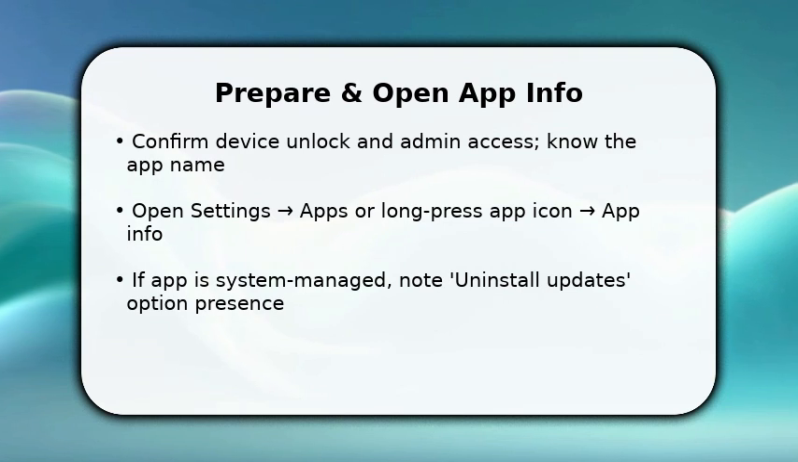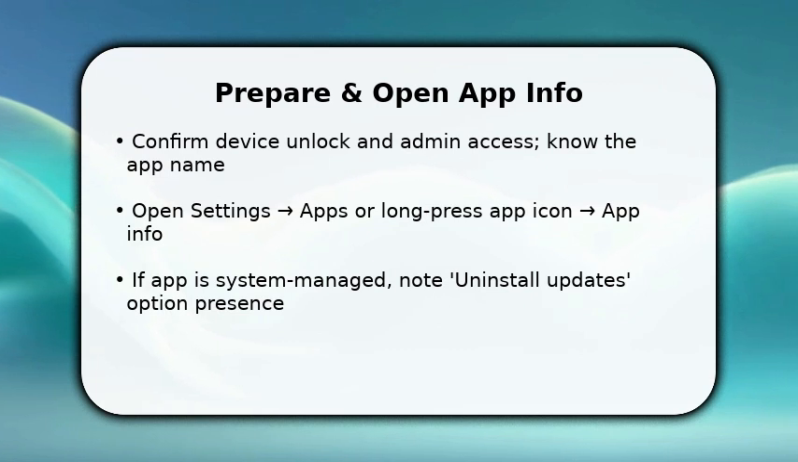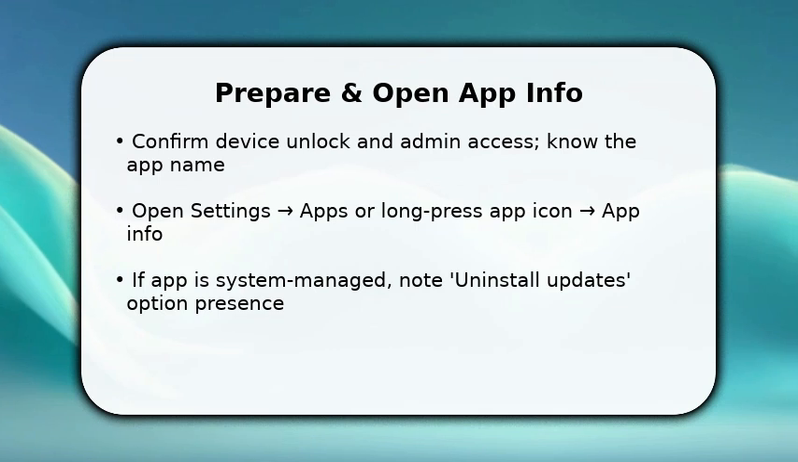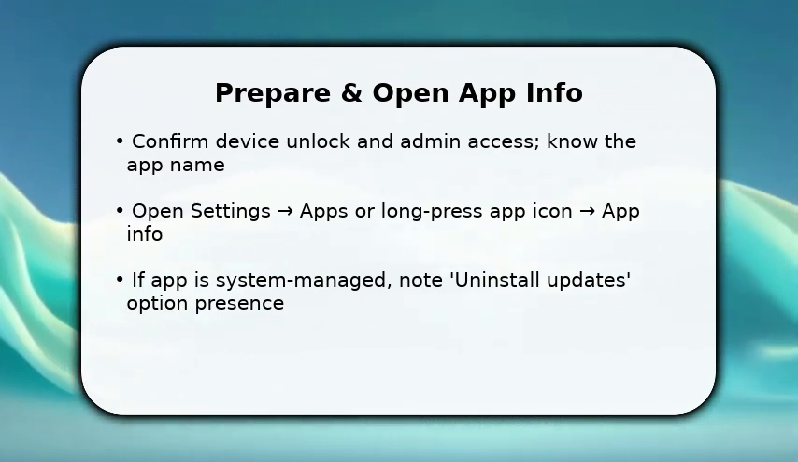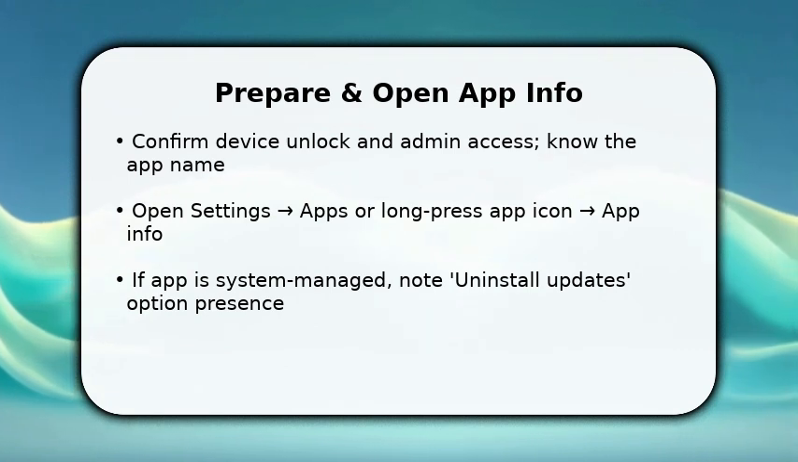Make sure you have the device unlocked and any work profiles accessible because system policies can hide options. Once done, scan the App Info page for storage, permissions, and the three-dot menu. These controls determine whether you can uninstall updates or only disable the app.